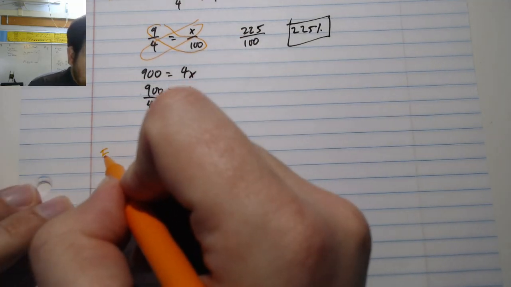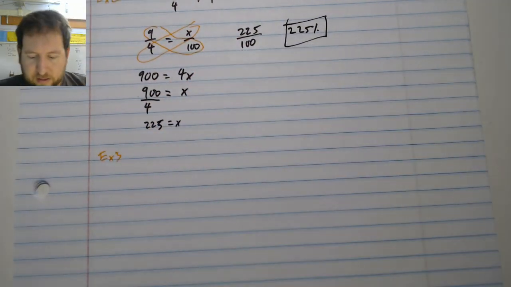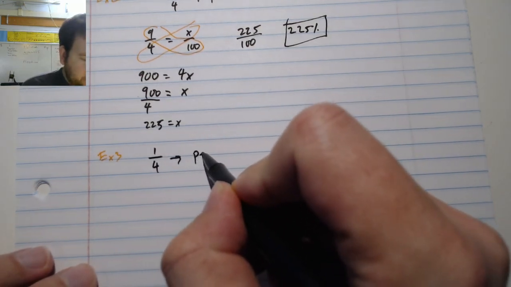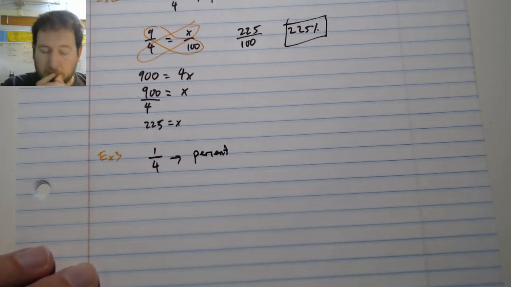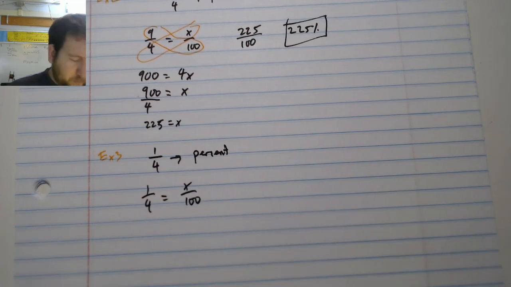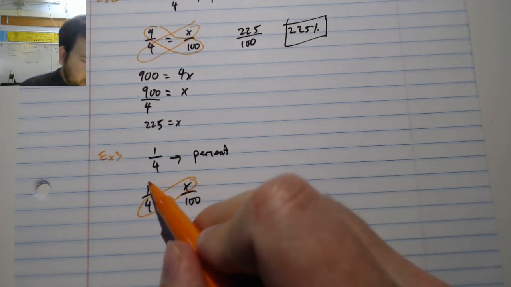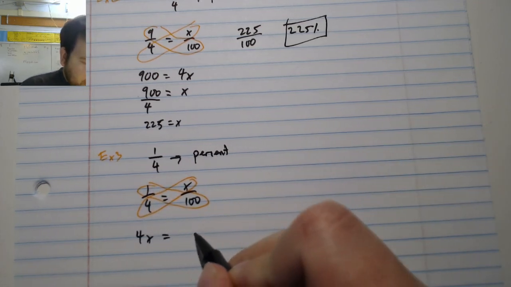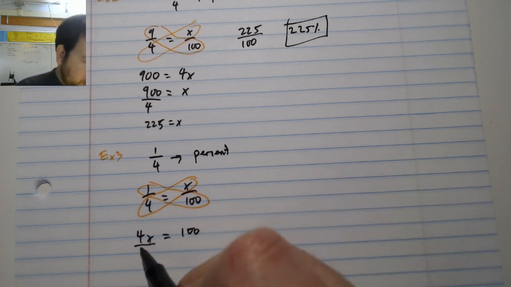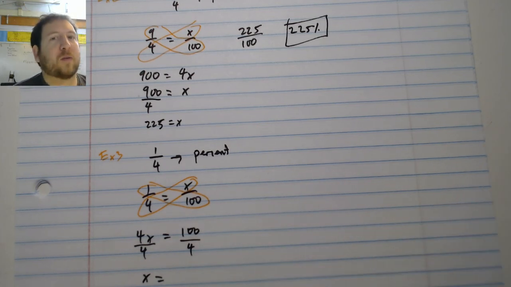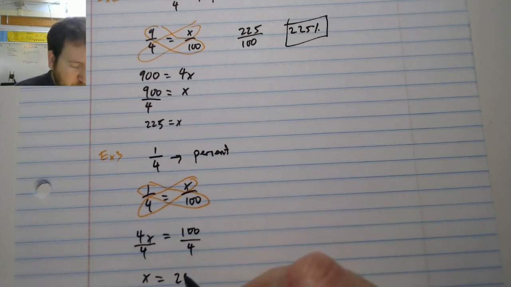Example 3. Let's take a look at 1/4 to a percent. All right, we're going to set up our proportion. 1/4 equals x over 100. We're going to cross multiply, and I have 4x equals 100. Okay, divide both sides by 4. I've got x equals 100 divided by 4. I happen to know if I have 100 and I divide it by 4, I'm going to get quarters, or I'm going to get 25.